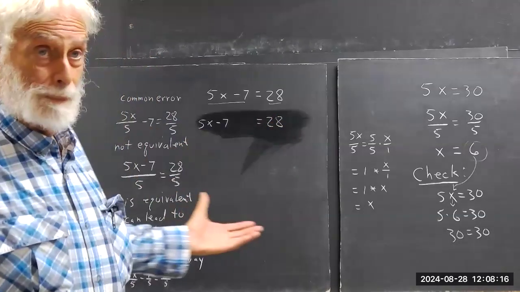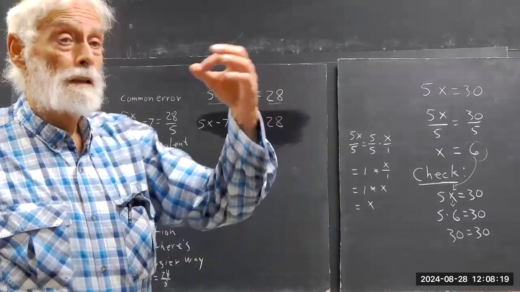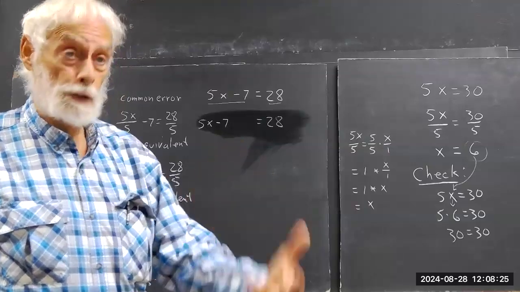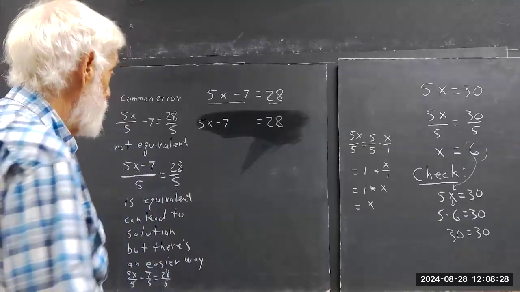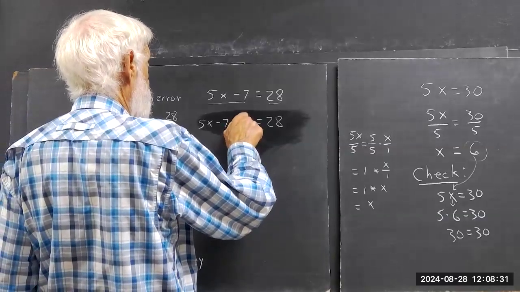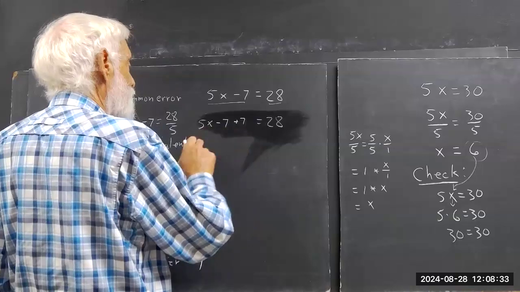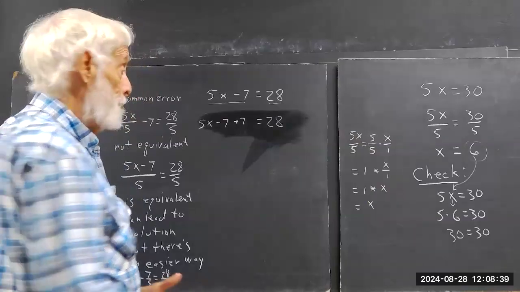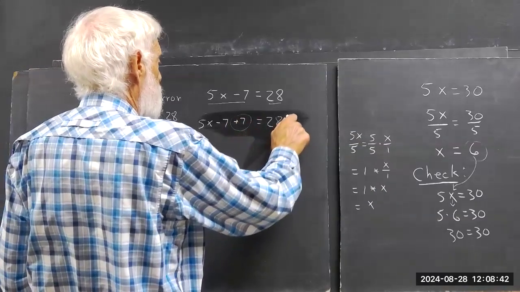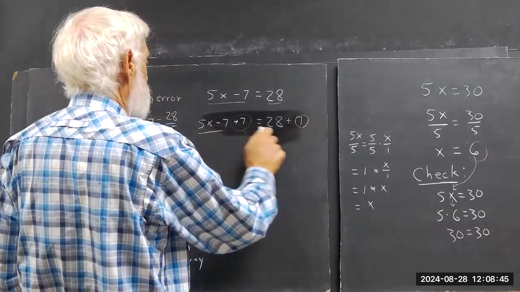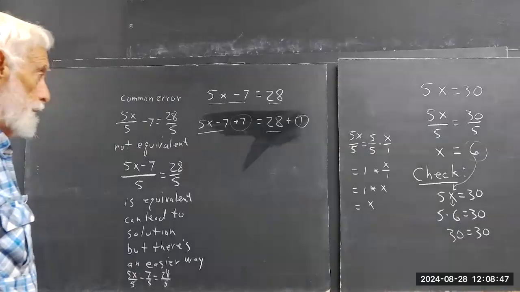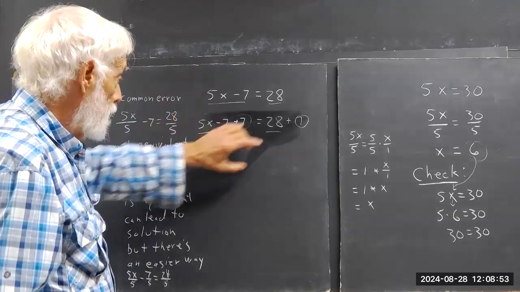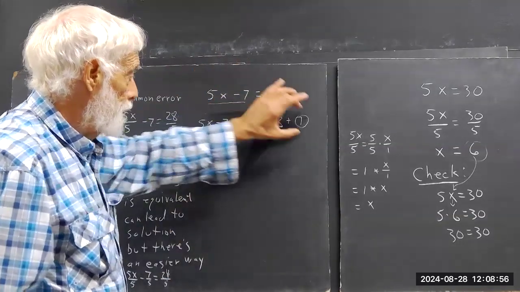I write down the equation. That's it, right? Now I can add, subtract, multiply, or divide on both sides by the same number or the same expression. So the expression I want is plus 7, because that's going to leave me 5x, and then I'm in a situation like this, which is very easy. So I'm going to put a little circle around that plus 7, and a little underline under the 5x minus 7 and the 28. So I see at a glance that I've got everything here, I've got everything here, and they've done exactly the same thing on both sides.